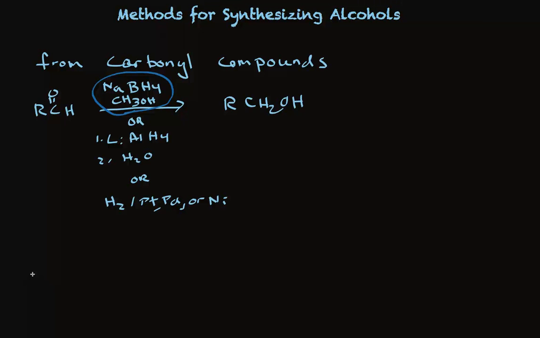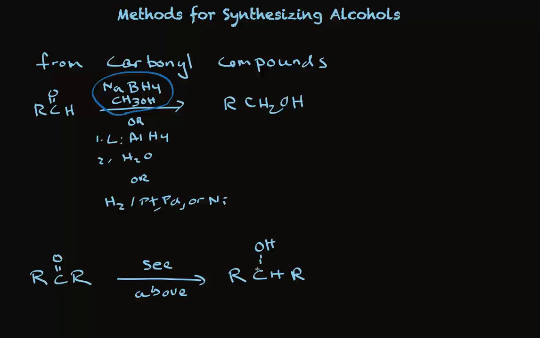And recall that if that compound is a ketone, I'm just going to put C above, we'll make secondary alcohols. Same kinds of reagents and conditions. So this is primary. This makes secondary alcohols.